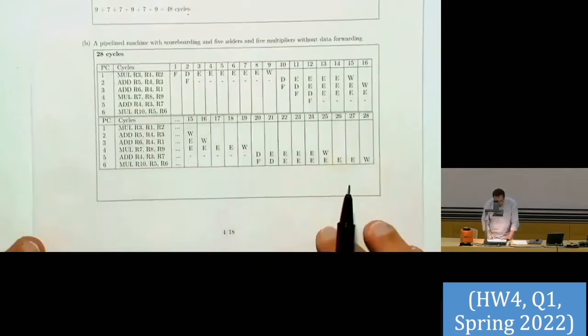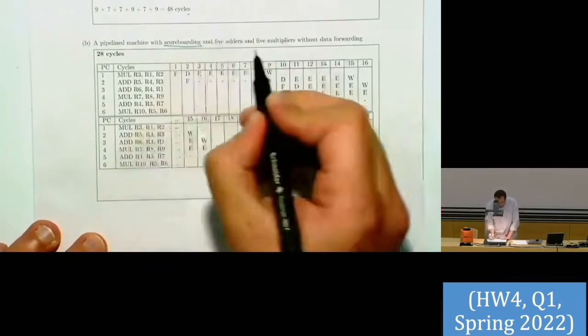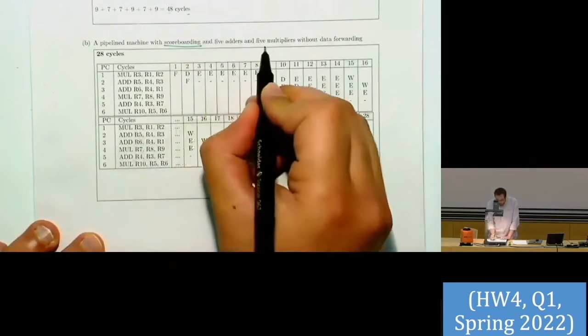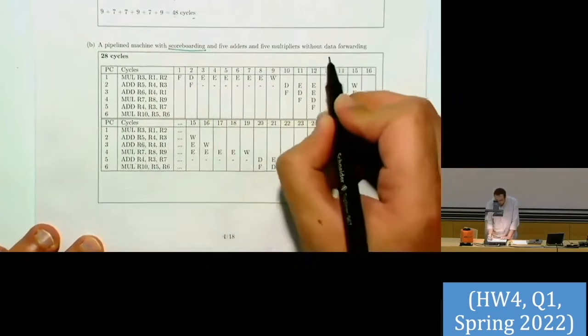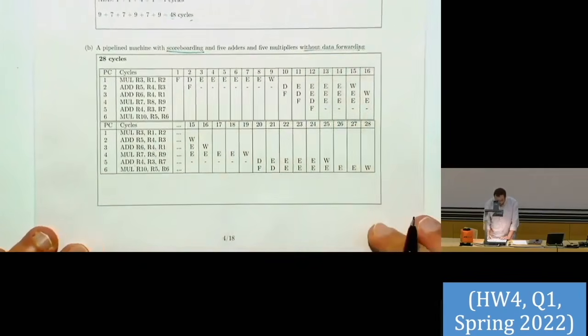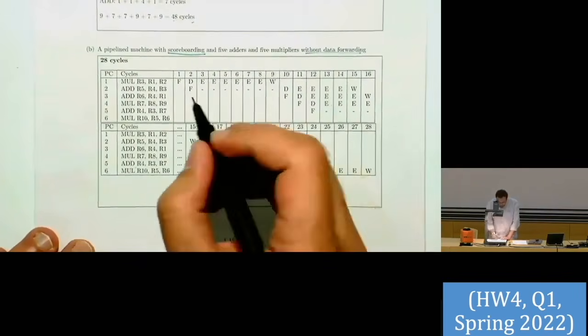In the second question, we have some configuration for pipelining. We are using the scoreboarding technique. In our hardware, we have 5 adders and 5 multipliers, and we do not have any data forwarding, right? One thing we need to be very careful about is the data dependencies here.